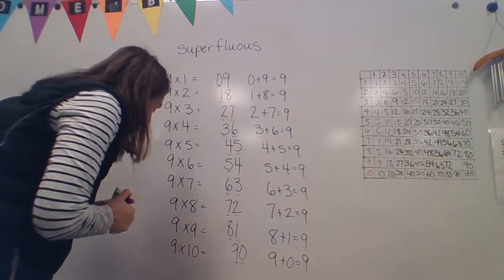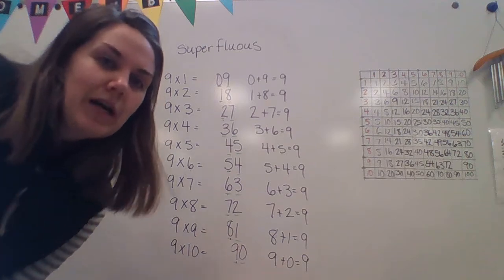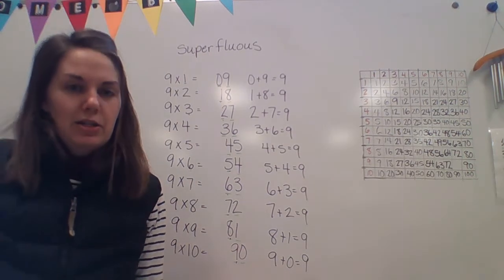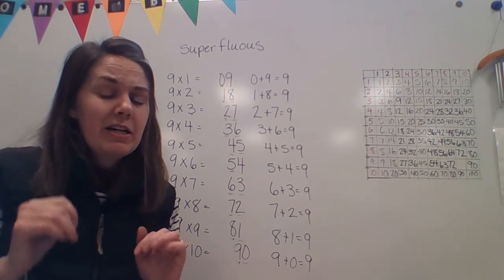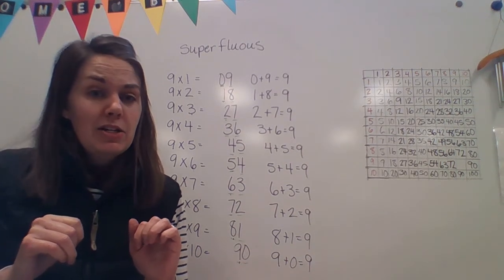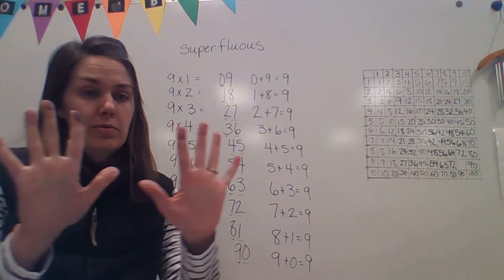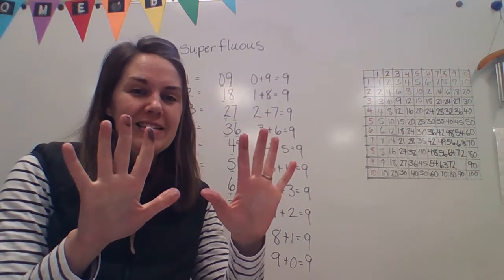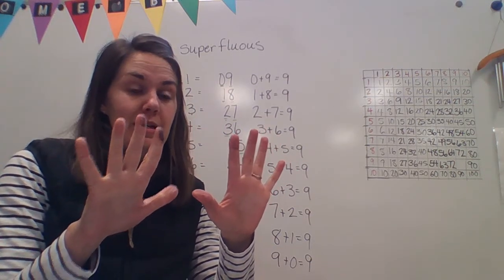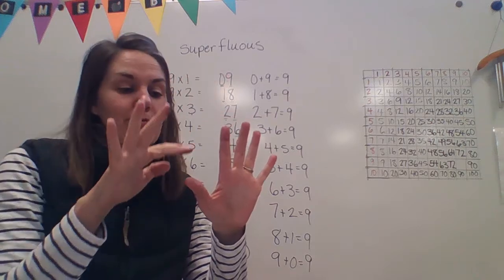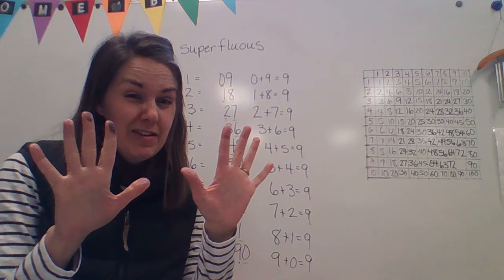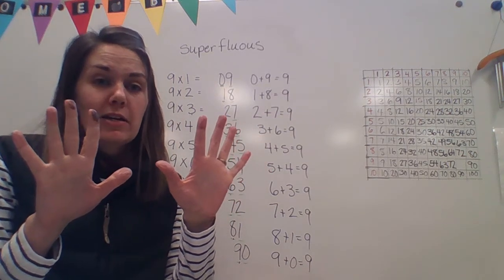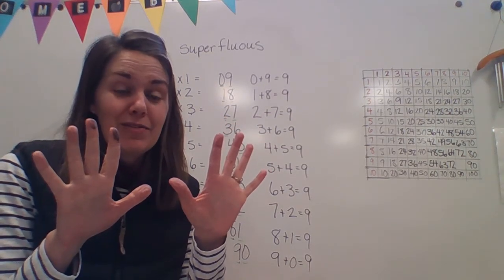The last mind blow I have for you is what I call the hand trick. I'm going to leave these up here behind me, and I'm going to teach you the hand trick. For the hand trick for nines, hold both hands out in front of you like this. You'll notice that you have 10 fingers, right? You all have 10 fingers? Okay, good. Just checking, because otherwise it's not going to work for the nines trick.